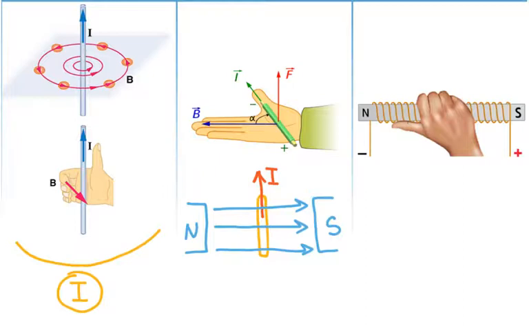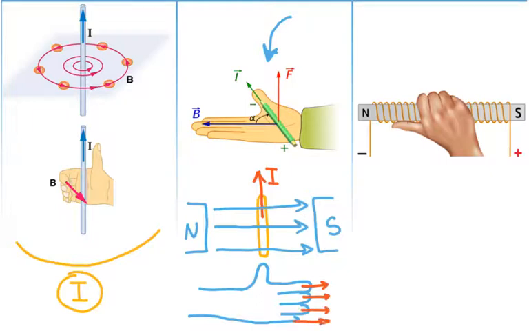So what you do, you use the right hand. The right hand is different from the one that I just showed you earlier. In this case, what you do, you place your hand. So here is your hand. Your thumb is going to be pointing in this direction, and your fingers point in the direction of the magnetic field. So your fingers show the direction of the magnetic field.